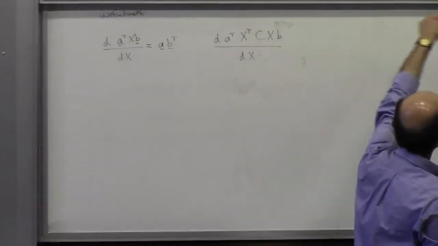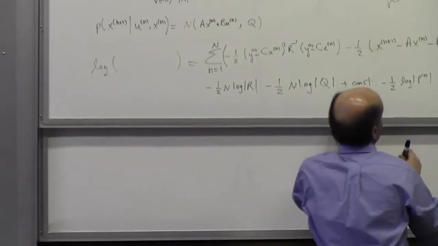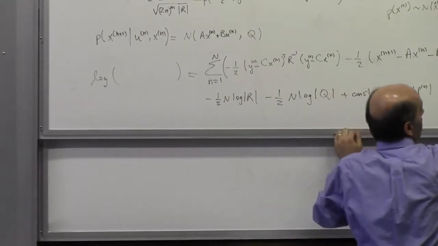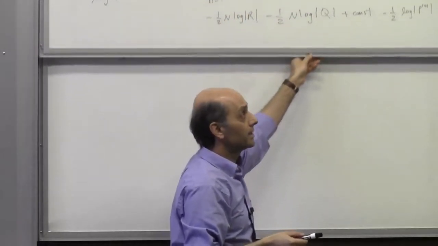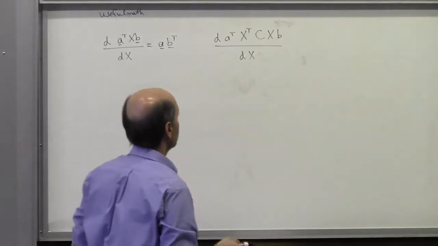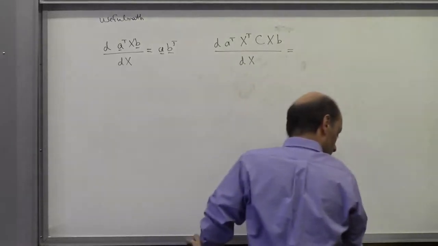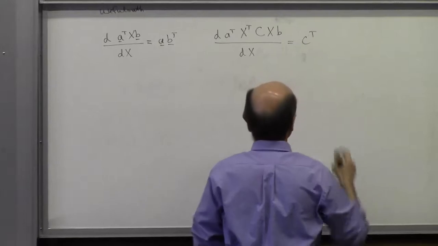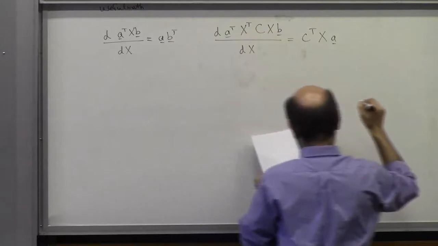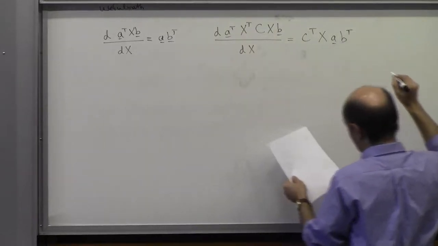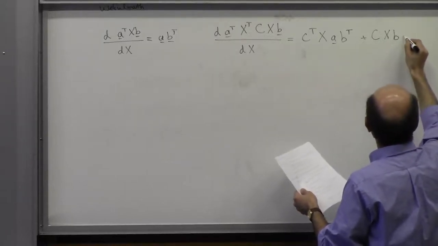The reason why we're going to need that is that some of these multiplications here are going to give us a quadratic term. For example, this multiplication here is quadratic in A. So we're going to have to know how to find the derivative of a scalar quantity in which a matrix is being multiplied by itself. This is equal to a sum of two terms. It's C transpose X a b transpose plus C X b a transpose.